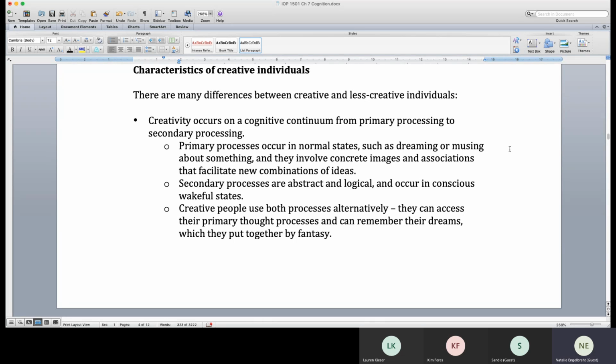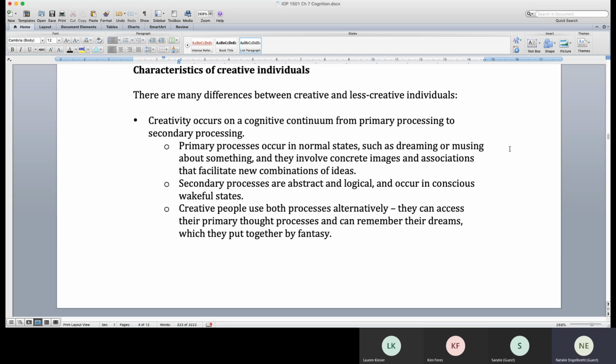Creativity occurs on a cognitive continuum from primary processing to secondary processing. What is primary processing? Primary processes occur in normal states, such as dreaming or musing about something, and they involve concrete images and associations that facilitate new combinations of ideas. So this is where you are daydreaming and you're just letting your mind go.